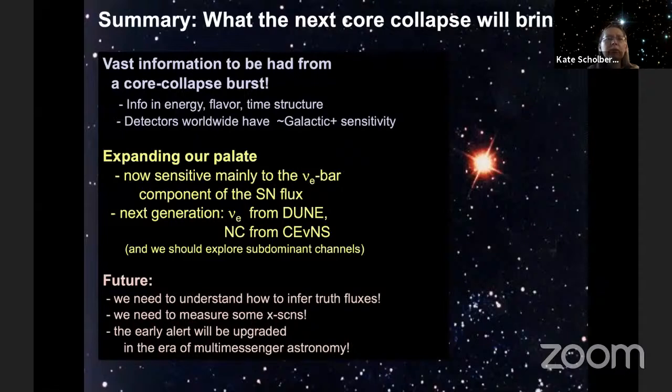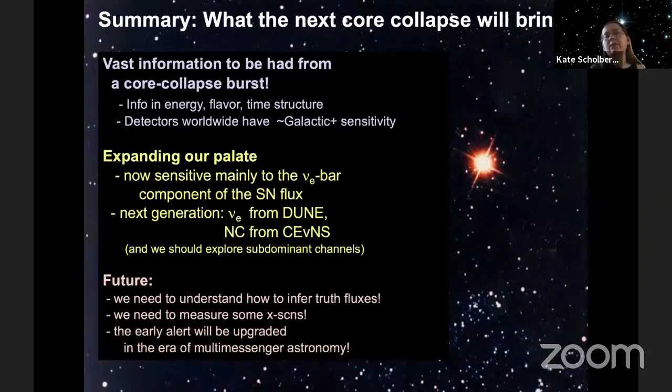Okay, so I will stop there and summarize all the fantastic things we will get from a supernova neutrino burst observation. There's huge information to be had in the energy, flavor, time structure. We have to do our best to gather that information and interpret it.